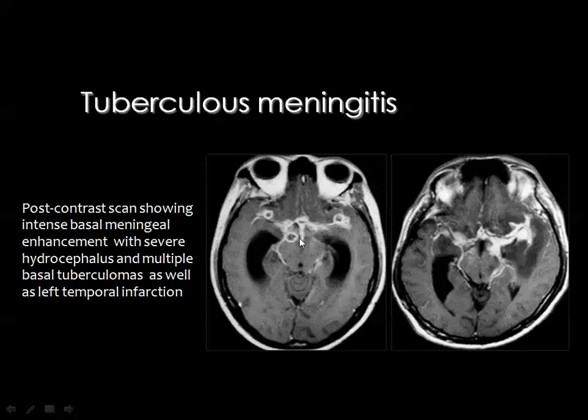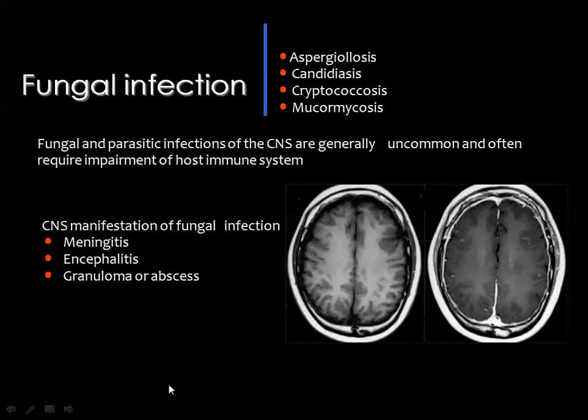You see these tuberculomas with classic ring-like enhancement, and then the thick enhancement in the sylvian cisterns, in the suprasellar cistern, as well as around the brainstem. Also note the marked dilatation of the temporal horns of the ventricles, denoting the presence of obstructive hydrocephalus.